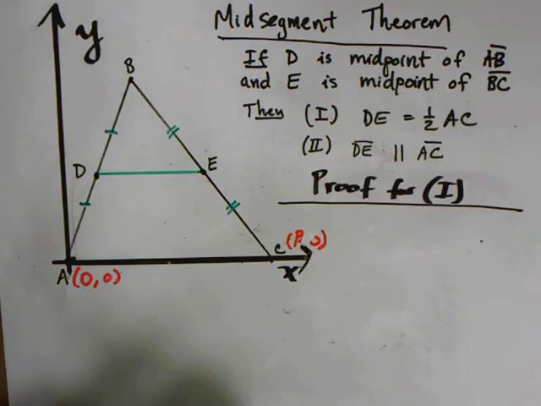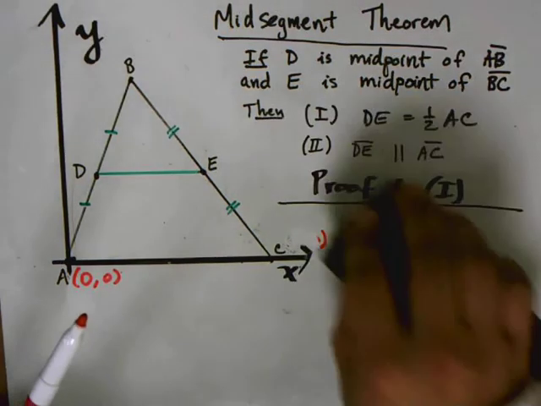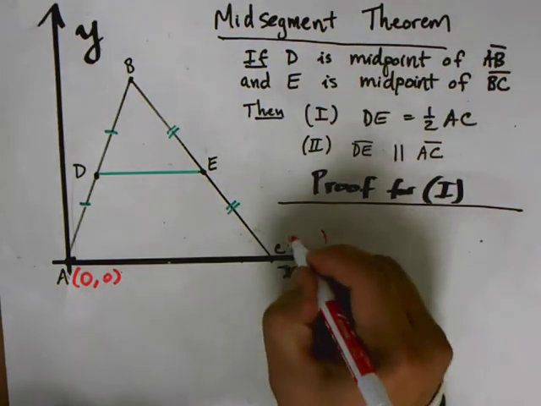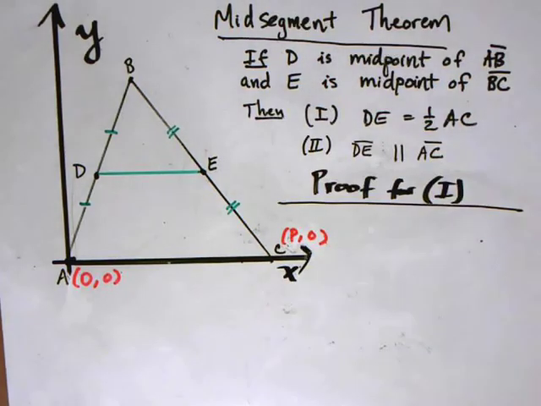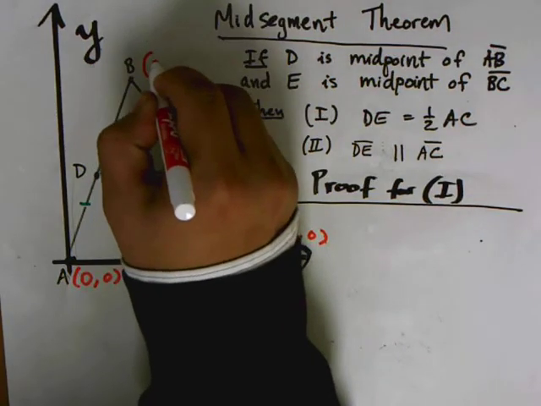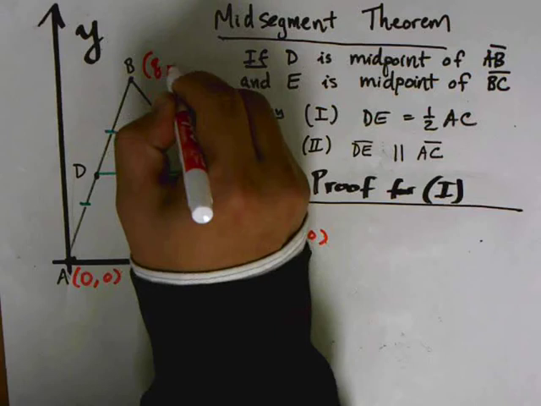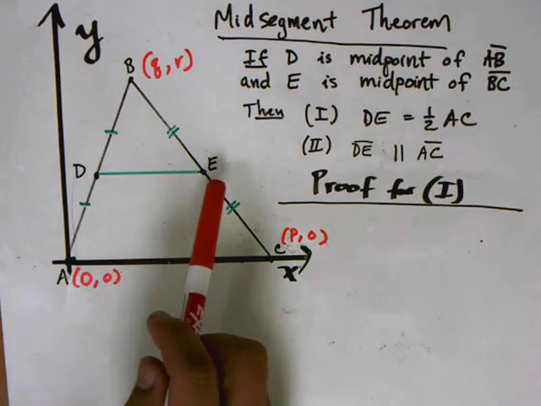Let me clean this up a little bit here, make it look a little bit nicer. Okay, so the coordinates of C are (P, 0). Okay. I don't know what the coordinates of B are, so I have to use two variables here. We'll call them Q and R. Okay. So once I have this set up, I can actually start trying to do the proof now. And one of the first things that I'm going to do is find the coordinates of D and E.